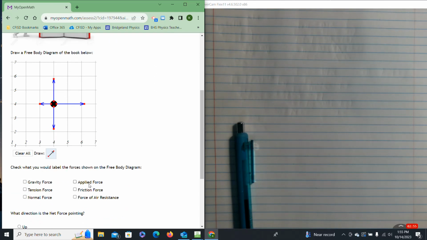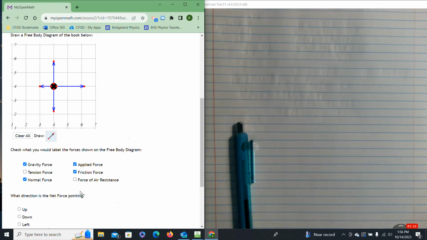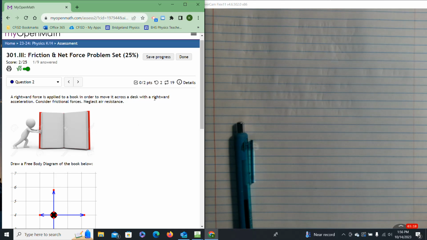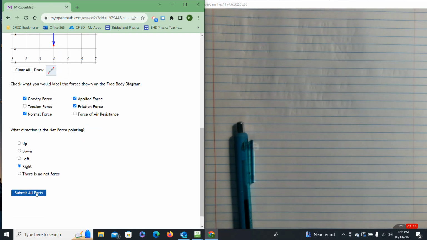So this is what my free body diagram should look like, or something like that. If I go down, I can select the forces that I have drawn. Those are gravity, normal force, applied force, and force of friction. My net force, again, in the vertical direction, I should not have a net force. The only net force I have is to the right, and that is why I drew that one longer. And again, we drew that one longer because in the question way up here, it said rightward acceleration. So net force is to the right.